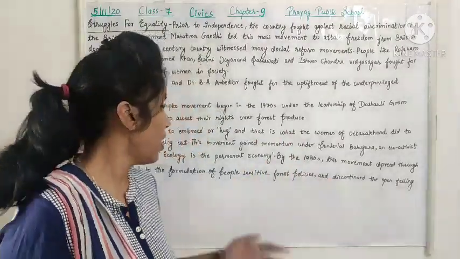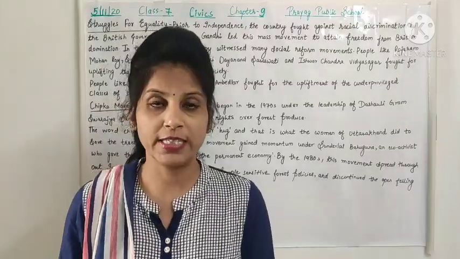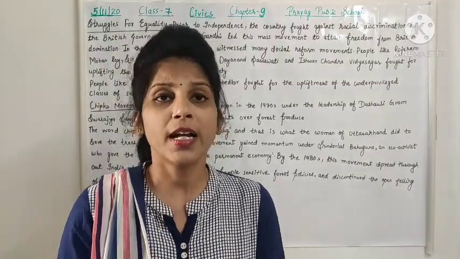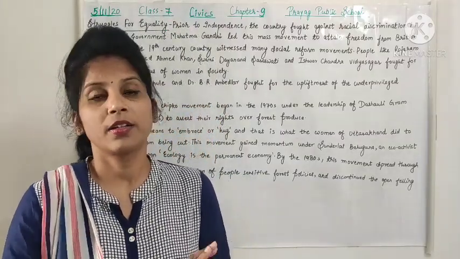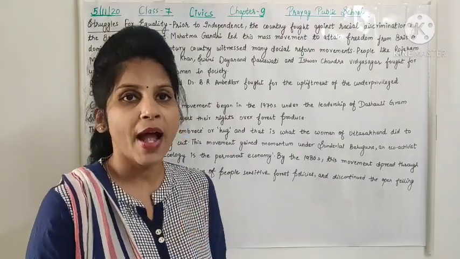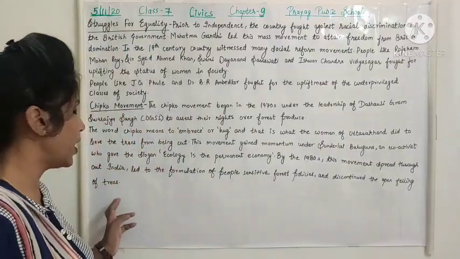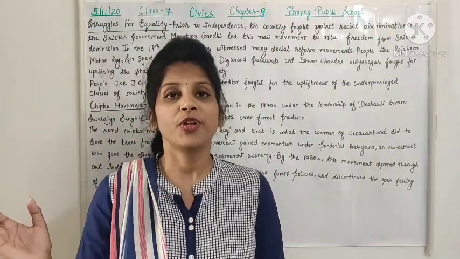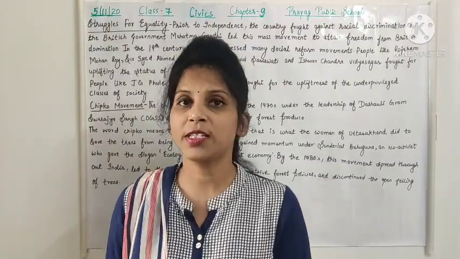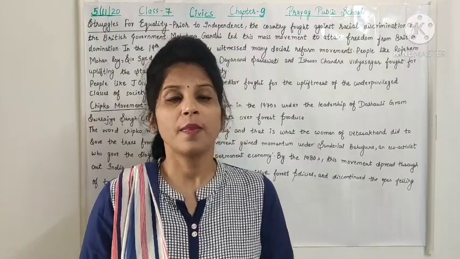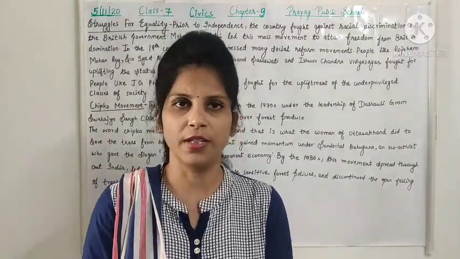and led to the formulation of people sensitive forest policies, जिसके कारण हमारे कॉन्स्टिट्यूशन में कई ऐसे सारे फॉरेस्ट पॉलिसीज बनाए गए जिसमें ट्री काटना बैन हो गया, डिफॉरेस्टेशन बैन हो गया, एंड डिसकंटिन्यूड द ओपन फेलिंग ऑफ ट्रीज. और उसमें ओपन फेलिंग ऑफ ट्रीज को रोक दिया गया. उसके लिए लॉ एंड पॉलिसीज बनाई गई ताकि पेड़ों को ना काटा जा सके. ओके. सो दिस वॉज अबाउट द चिपको मूवमेंट.